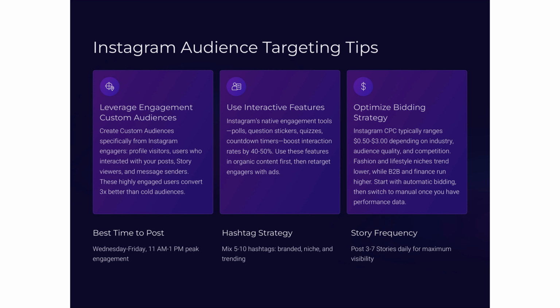Create custom audiences from Instagram engagers like profile visitors and story viewers, as they convert 3 times better. Use Instagram's interactive features like polls and quizzes to boost interaction by 40 to 50%. Start with automatic bidding, then switch to manual for better control. Post during peak times and use a mix of hashtags for reach.